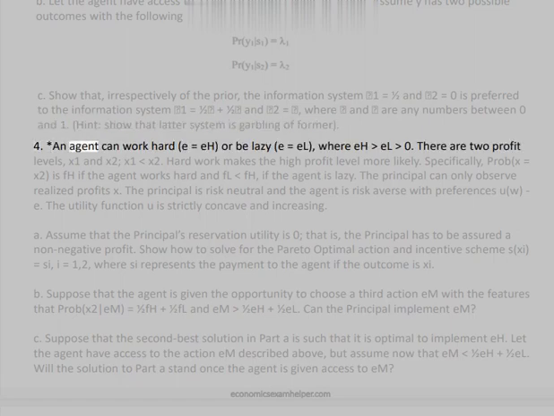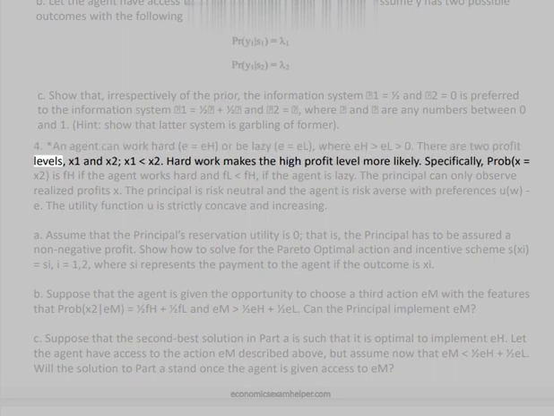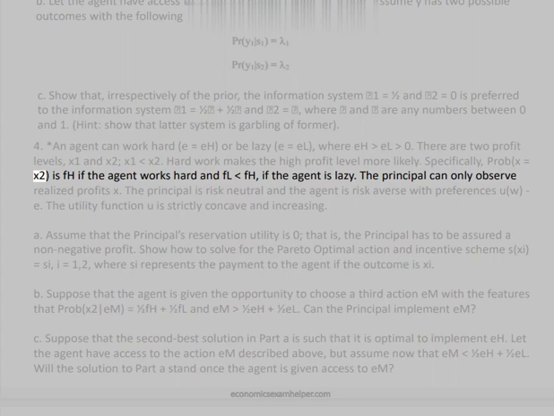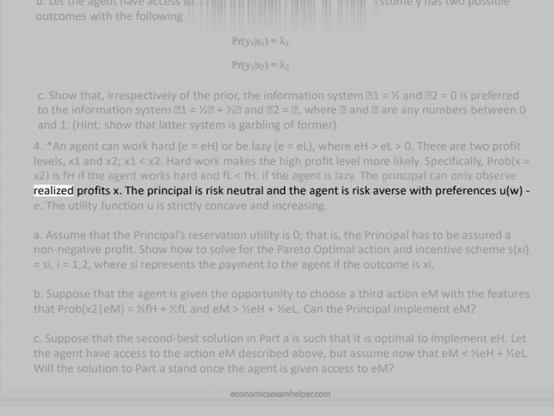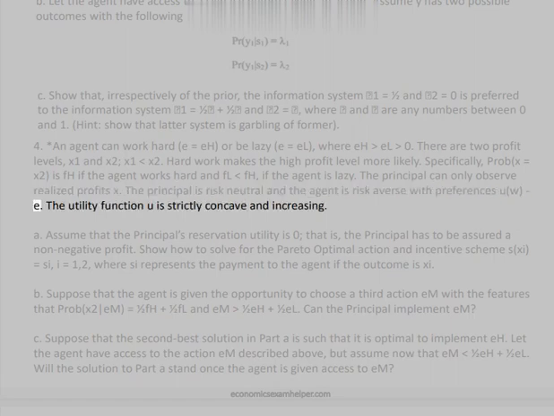4. An agent can work hard, e equals H, or be lazy, e equals L, where H is greater than L. There are two profit levels, x1 and x2, with x1 less than x2. Hard work makes the high profit level more likely. Specifically, Prob(x equals x2) is fH if the agent works hard and fL, less than fH, if the agent is lazy. The principal can only observe realized profits x. The principal is risk neutral and the agent is risk averse with preferences U(w, e). The utility function U is strictly concave and increasing.